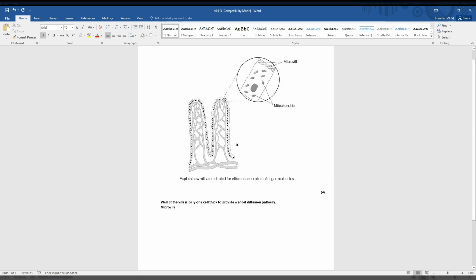So microvilli, we've got many of those, and therefore that is increasing the surface area for sugar molecules to diffuse or pass through.